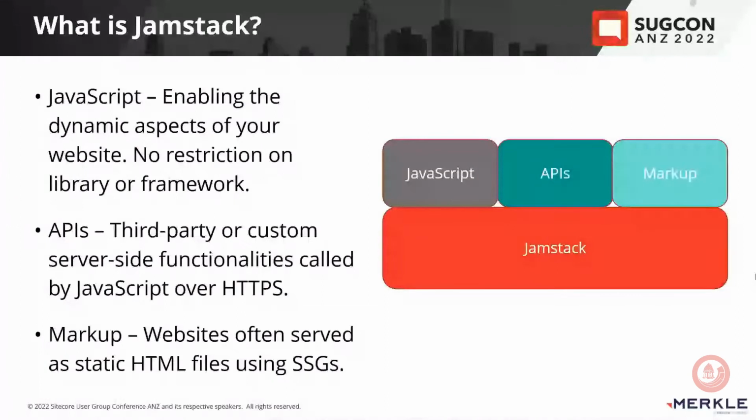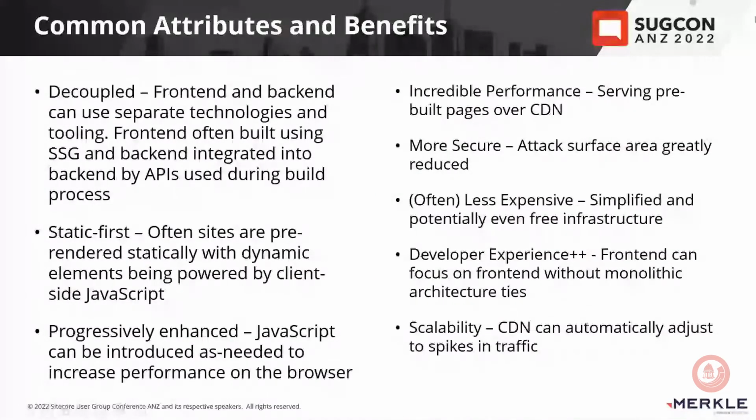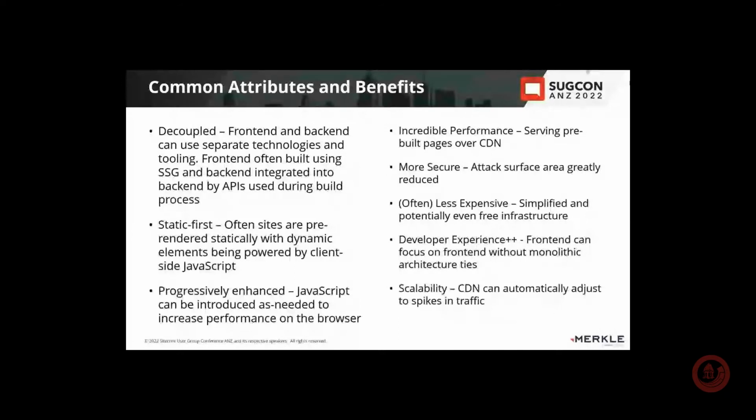If we're talking about websites, we need HTML of some sort. So your websites are often rendered as static HTML files. And we'll talk a little bit more about static site generators a little bit later, and why those give you so much speed. But those are the three core areas of Jamstack and what makes this architectural approach so great. So regardless of what technologies you use and how, if you're building a store kiosk or a website, you're going to see a lot of common attributes and benefits to the Jamstack architecture approach.